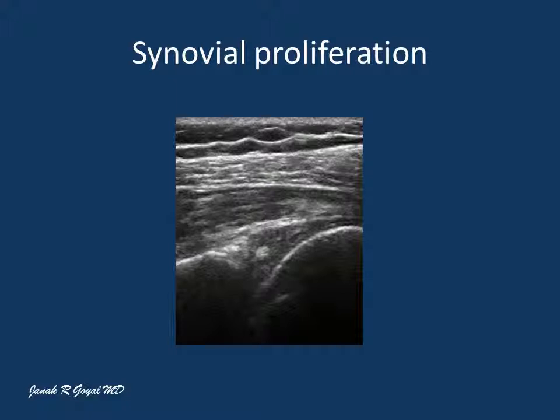Now this image shows hypoechoic widening of the glenohumeral joint. You see the glenohumeral joint is completely filled with this hypoechoic material, which is a synovial proliferation. The definition of synovial proliferation is a hypoechoic material filling the joint capsule with or without Doppler signal.